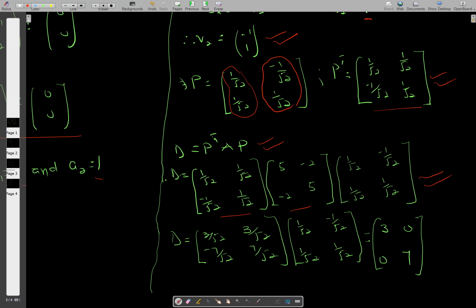This minus 1 over root 2 times 5, that's minus 5 over root 2, minus 2 over root 2, that's minus 7 over root 2. Then minus 1 over root 2 times negative 2 is 2 over root 2 plus 5 over root 2, that's 7 over root 2. Then multiply by P. So when you simplify this, you get 3 0 0 7. And remember, 3 and 7 are the eigenvalues. Okay. Let's continue.